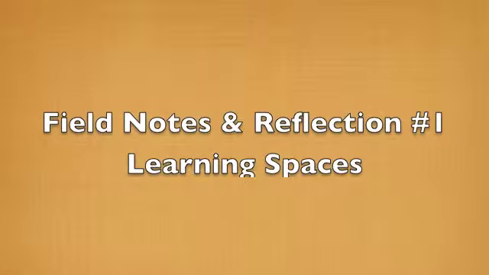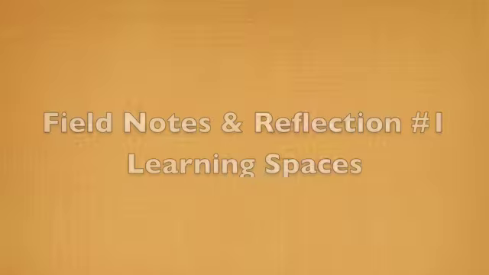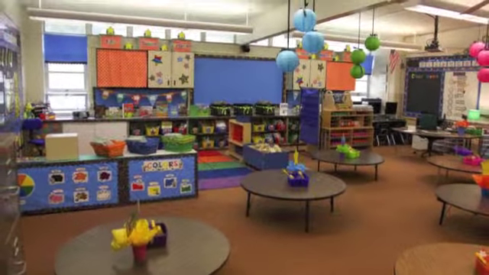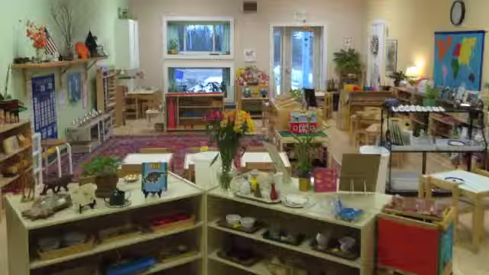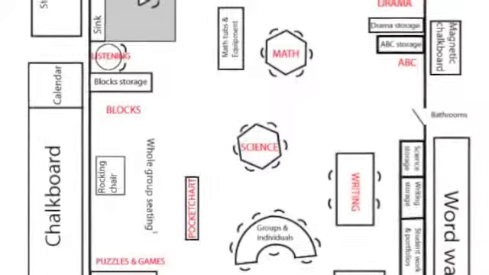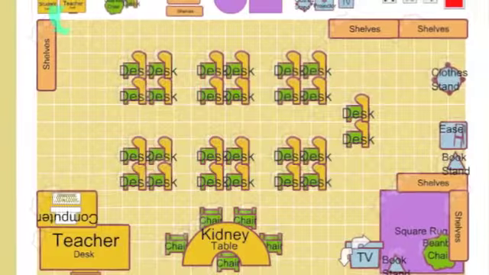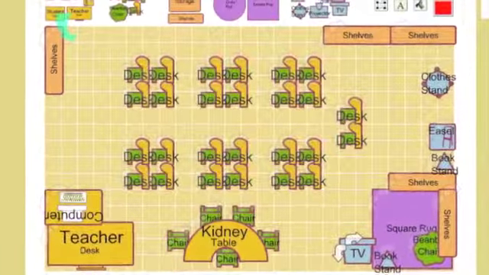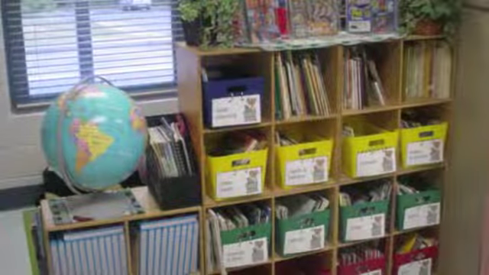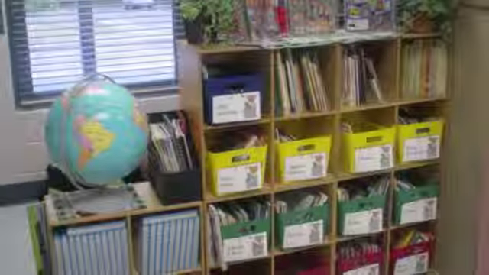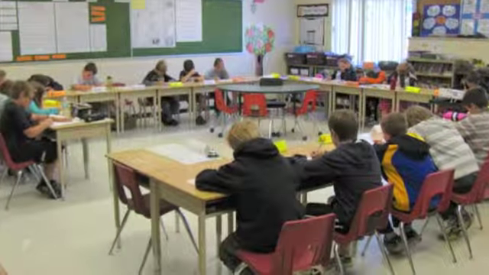The first Field Notes and Reflection assignment pertains to the learning environment. At the beginning of the field placement, students will be engaged in analyzing the classroom space. You will create a two-dimensional floor plan of the classroom, either hand-drawn or using technology, detailing spatial relationships of mobile and immobile objects, the placement and availability of instructional materials, and the seating arrangement of students.